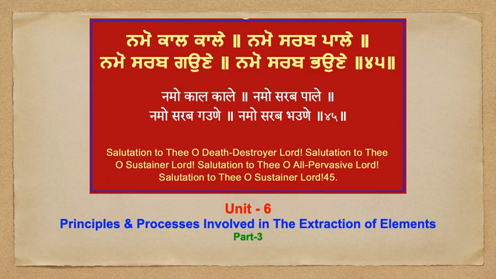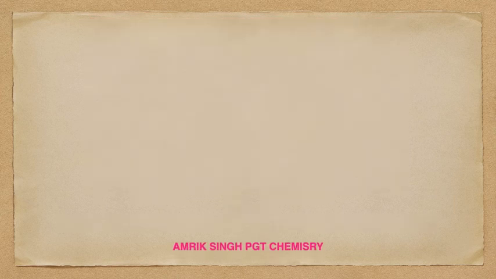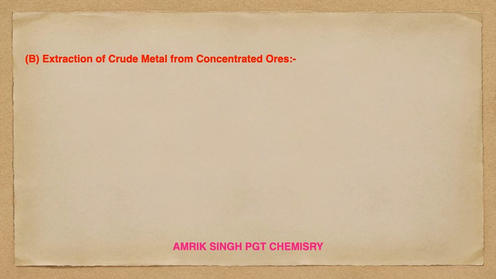Unit 6. Principles and processes involved in the extraction of elements. Part 3. Dear students, in the previous two videos, we have done concentration of ore or ore dressing. In other words, we eliminated the gangue particles from the ore. Here, we are going to extract the crude metal from concentrated ore. The B portion is extraction of crude metal from concentrated ore.